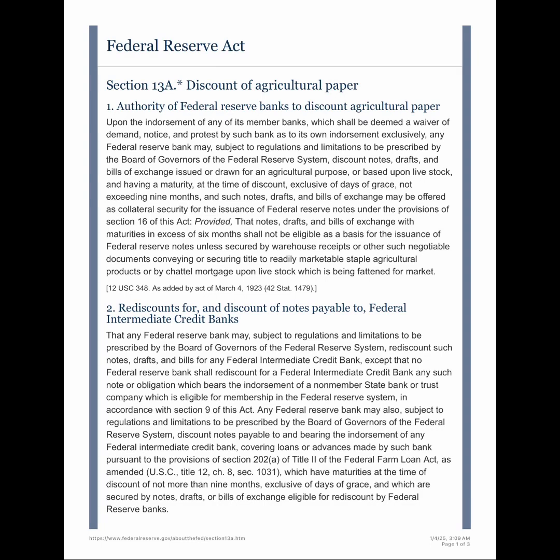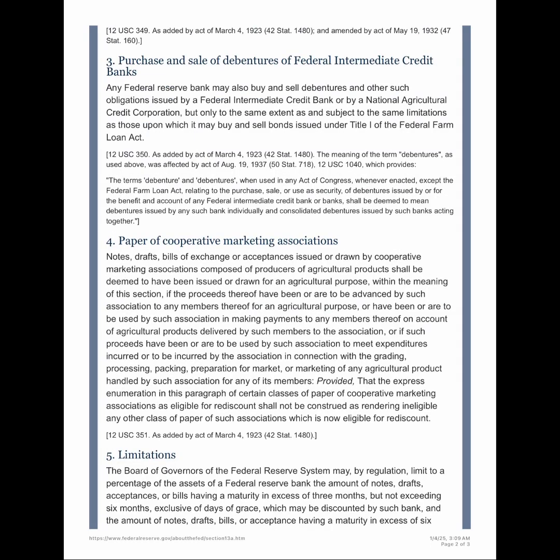And this isn't just any lending. It's done under specific conditions, right? What are some of the key limitations and regulations? Absolutely. The eligibility criteria are quite specific. The paper must be related to agricultural purposes, livestock, and have a maturity of no more than 9 months. There are also stipulations regarding collateral for longer-term notes, often requiring warehouse receipts or chattel mortgages. The Board of Governors sets these regulations to manage risk.